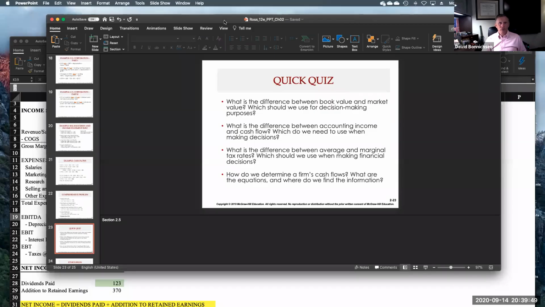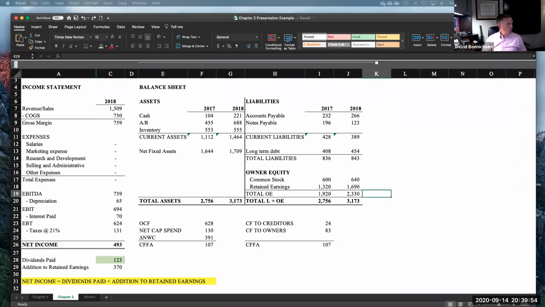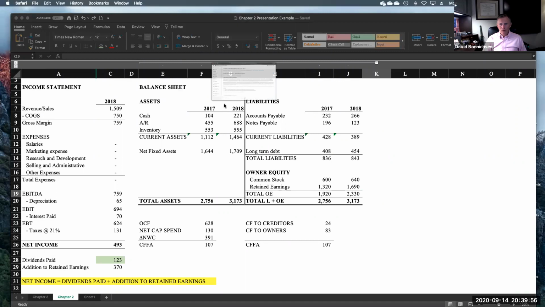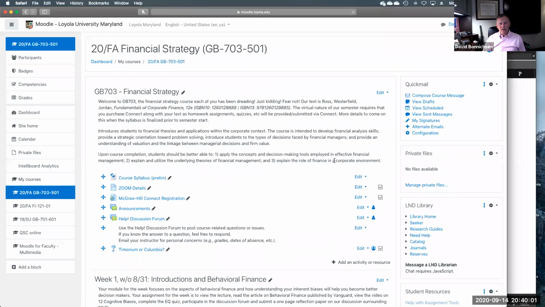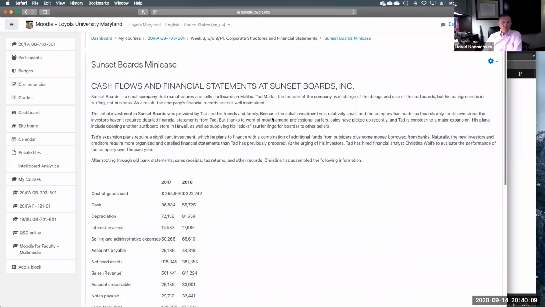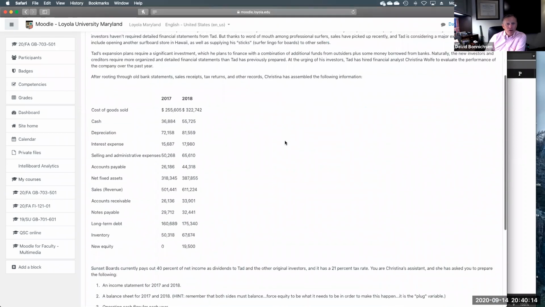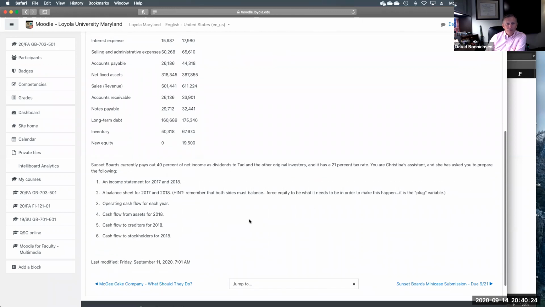So what is due a week from today. On Moodle, we've got the mini case, the Sunset Boards mini case. You've got a little brief description of a surfboard company. You're given an income statement and balance sheet information for 2 years, and you're asked 6 different questions.